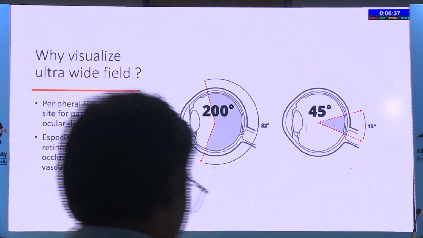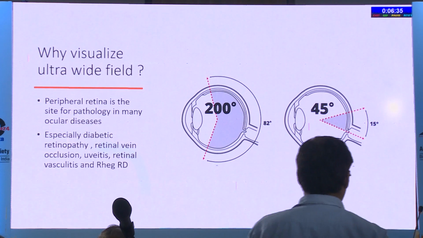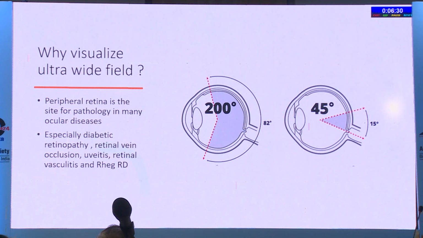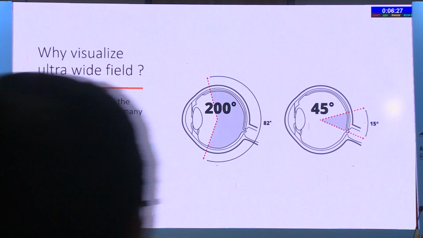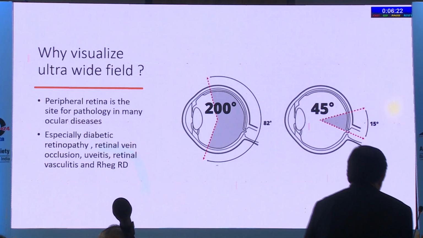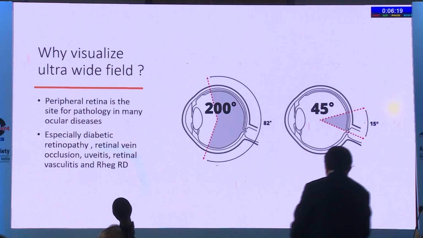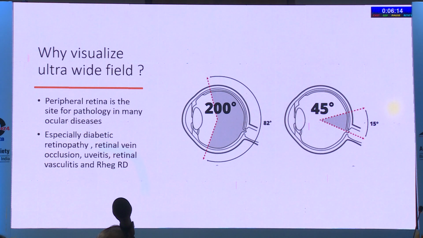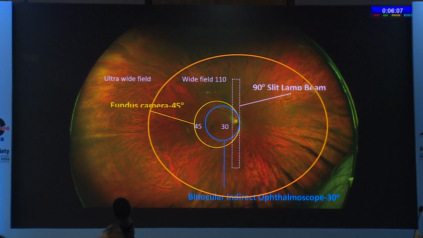So why visualize ultra-wide field? Peripheral retina is the site for pathology in many retinal diseases like diabetic retinopathy, vein occlusions, uveitis, vasculitis, and rhegmatogenous retinal detachment. As Dr. Prashant rightly mentioned, conventional photography only gives us around a 45-degree viewing angle of the fundus, whereas ultra-wide field gives almost 200 degrees. Mirante offers almost 163 degrees of fundus imaging in a single click. Ultra-wide field means any field which is beyond 100 degrees.